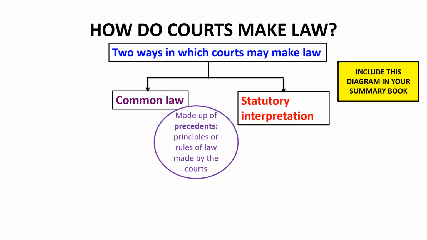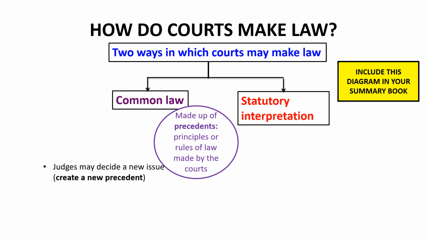The first way in which judges make laws is by creating a new precedent or modifying an existing precedent. A precedent is a principle or rule of law that a judge makes when deciding a case. A judge will have to make a precedent where the case they are deciding is not covered by an existing precedent, with the result that the judge must decide what the law is that applies to the case. In these circumstances, we say that the judge makes law by creating a new precedent.